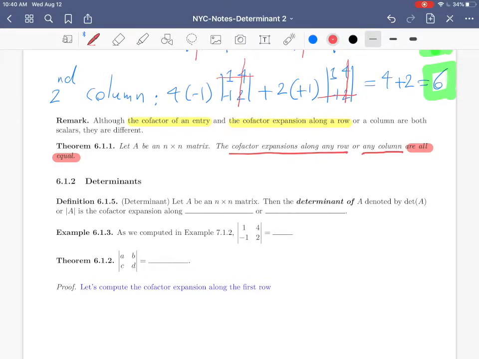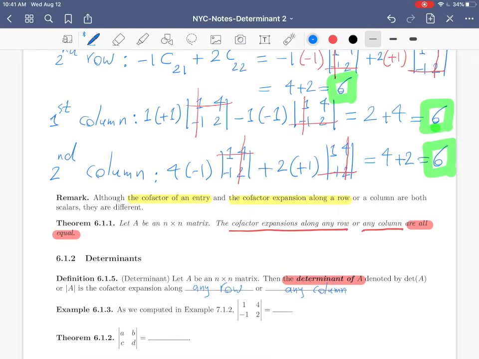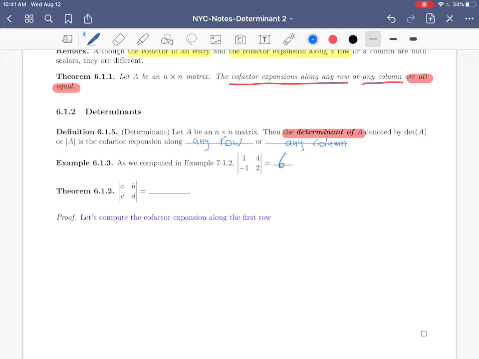Definition 6.1.5. Let A be an n by n matrix. Then the determinant of A, denoted by det of A, or with two vertical bars, is the cofactor expansion along any row or any column. We saw in the previous example that they're all equal. That's why it doesn't matter which row or column you choose. Let's look at Example 6.1.3. As we computed in the previous example, the cofactor expansion along any row or any column is equal to 6. That's why the determinant of this matrix is just 6.